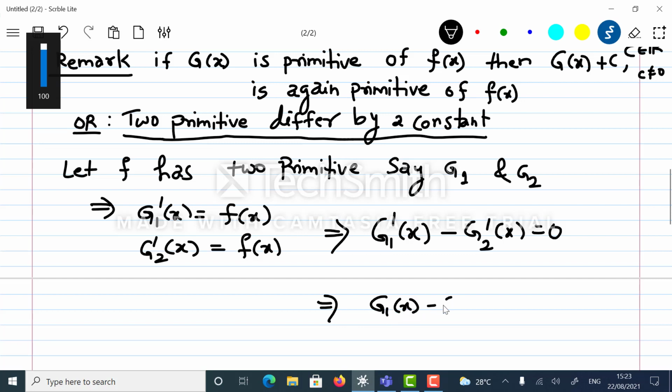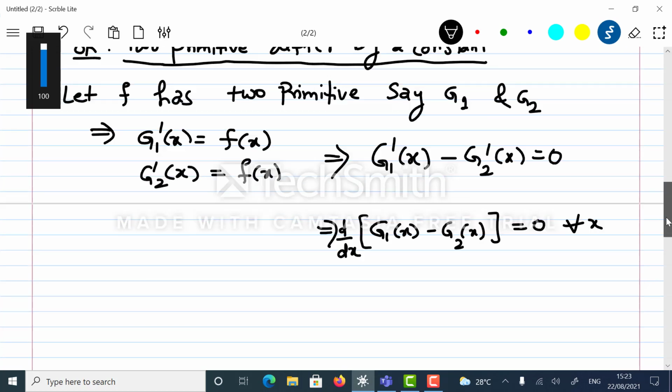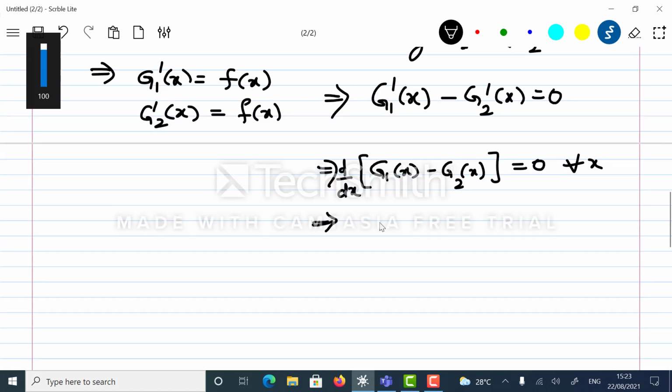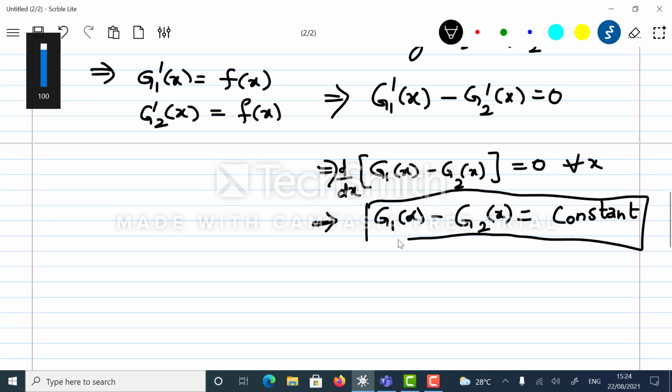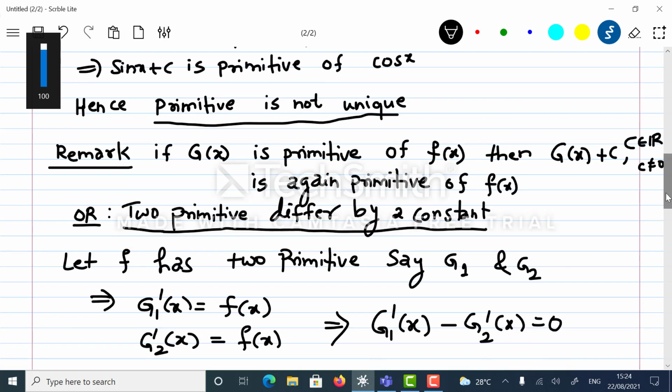g1(x) minus g2(x), the derivative, so dy/dx of this is equal to 0 for all x. If the derivative of a function is 0 for every x, then this function has to be a constant function, because we have proved this in the semester last year with the help of Lagrange's mean value theorem. So this completes that two primitives differ by a constant. g1 and g2 are two primitives, their difference is constant. So we have proved this statement.